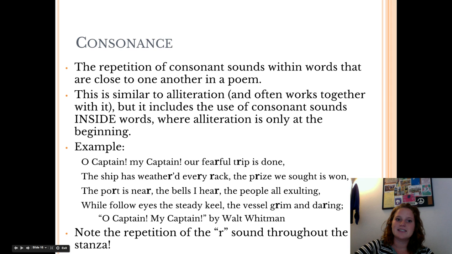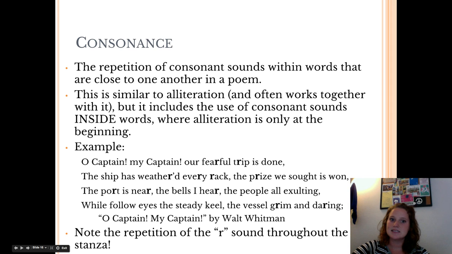Finally, we get to consonance. Consonance is the repetition of consonant sounds within words that are close to one another in a poem. So it's similar to alliteration in that it's consonant sounds. However, it differs in that it's within words as opposed to at the beginning.